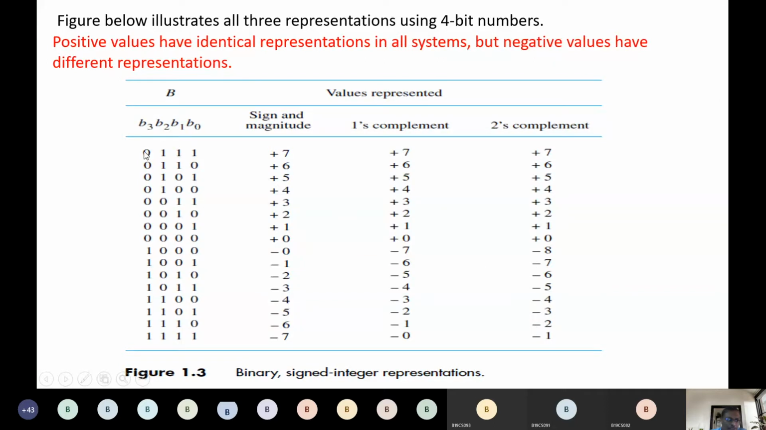And you can see that if the starting most significant bit, MSB, is 0, we call it a positive number. So these are all zeros, so we call them positive numbers. And if the most significant bit is 1, we call them negative numbers. Okay, these are equivalent representations.